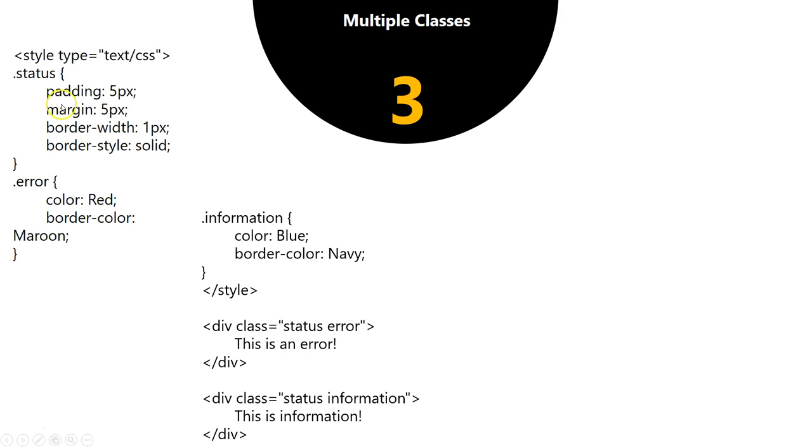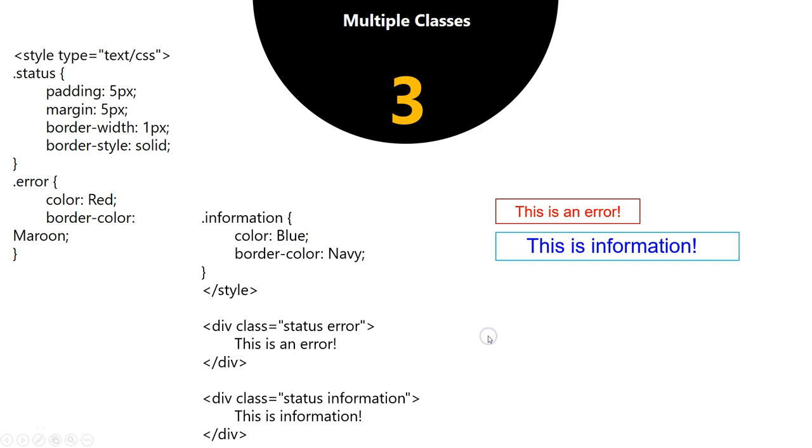So status is padding 5 pixels, border and style, while this is an error will come in red and border color maroon, like this. And then status information will come with the same border but in blue and navy border.